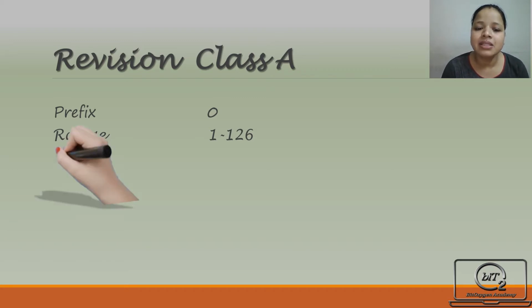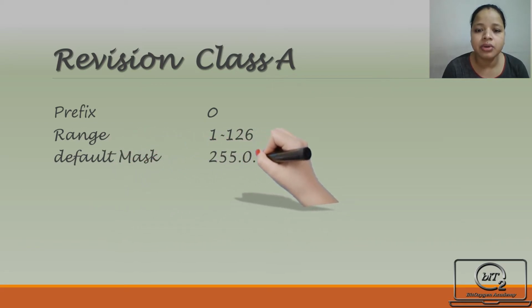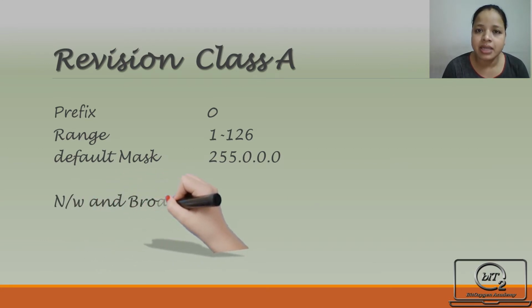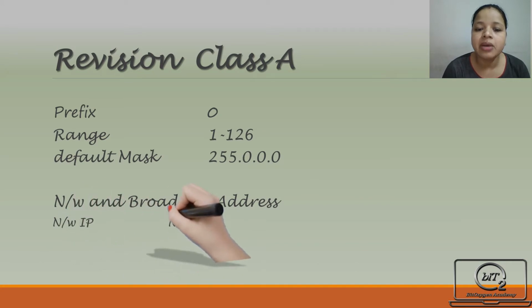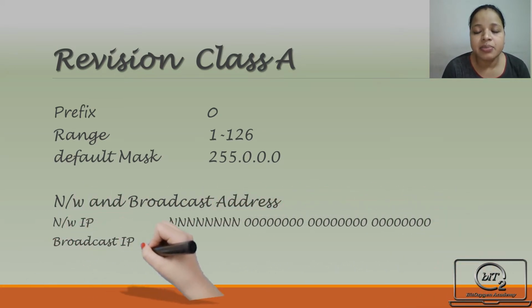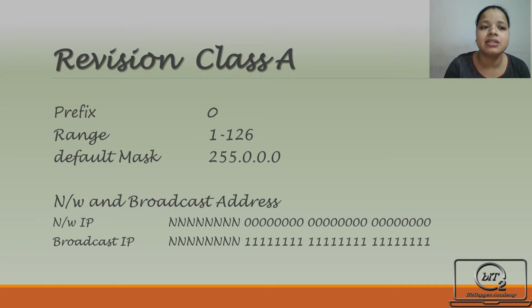The default mask for Class A addresses is 255.0.0.0. Then the network address and broadcast address and how to find them. For the network address, make all host bits zeros, and for the broadcast address, make all host bits 1. I think you were all aware of this. So let's start the session on Class B addresses.